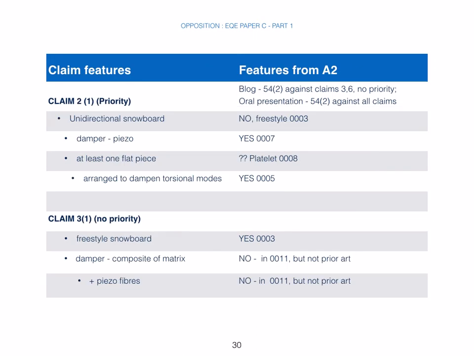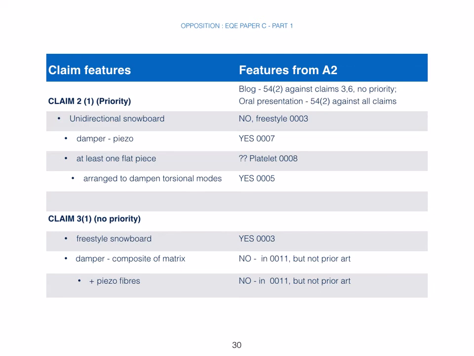So we have here claim 2 and claim 3. Claim 2 is a unidirectional snowboard. No, A2 does not have a unidirectional snowboard. It has a freestyle snowboard. Does it have a damper? Yes, paragraph 7. Does it have at least one flat piece? I put a question mark. Platelet, paragraph 8, is yes, it has at least one flat piece. Is it arranged to dampen torsional modes? Yes, paragraph 5. So we can see that although claim 1 is lacking novelty, claim 2 is novel over Annex 2.